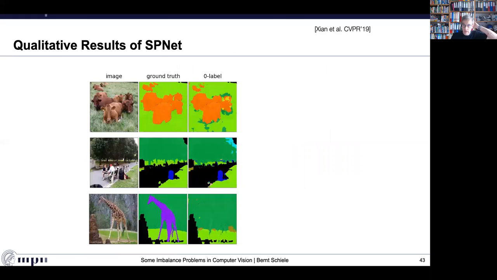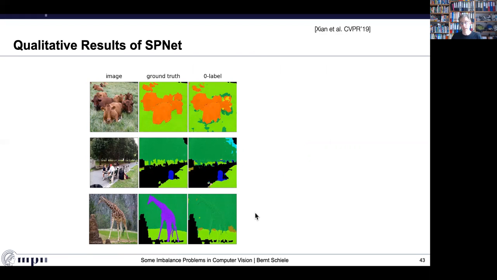So let me give you a bit of qualitative results here to give you some impression. Here is an image with cows, obviously. That's the ground truth that I'm supposed to get. And if I don't have a single cow pixel annotated, so zero labels, I'm already getting the cows pretty nicely. For other objects it also works quite well. For the giraffe, it doesn't quite work. With zero labels, the giraffe is apparently too far away in its appearance, and even the semantic embedding doesn't really capture it.